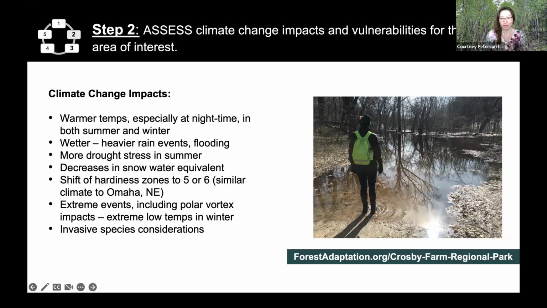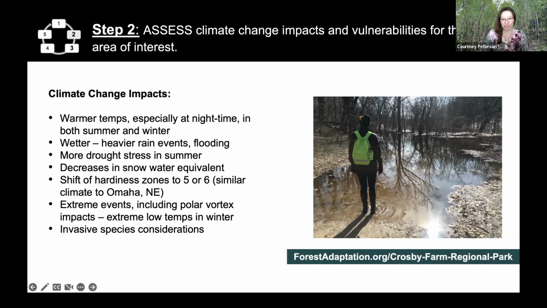So this is a picture from one of those flooding events that's completely taken over the trail through the middle of Crosby Farm. At the same time as we're getting those flooding events, we're experiencing more drought stress in the summer. So it's this tandem of how we handle extreme flooding, where water isn't saturating into the soil and is creating erosion, and also drought. We're also seeing decreases in the snow water equivalent, which has implications for the rivers. We also are seeing shifts in hardiness zones from a 5 to a 6.